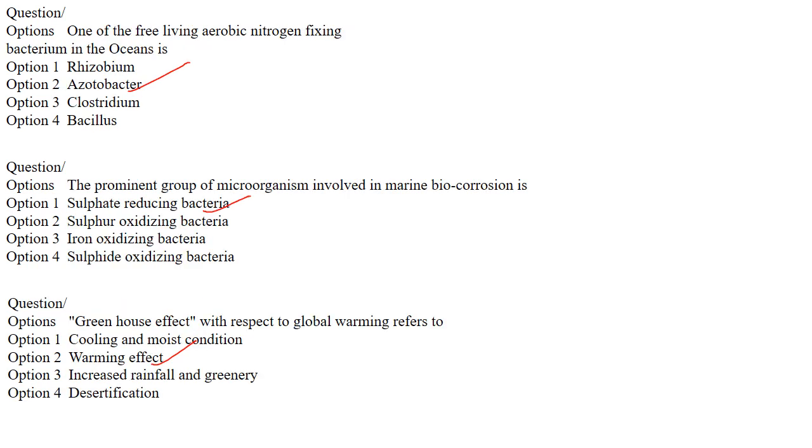Then, which one of the following is a free living aerobic nitrogen fixing bacterium in the oceans? It is Azotobacter. Then next one. The prominent group of microorganisms involved in marine biocorrosion is sulfate reducing bacteria. Greenhouse effect with respect to global warming refers to warming effect. Answer is option 2.